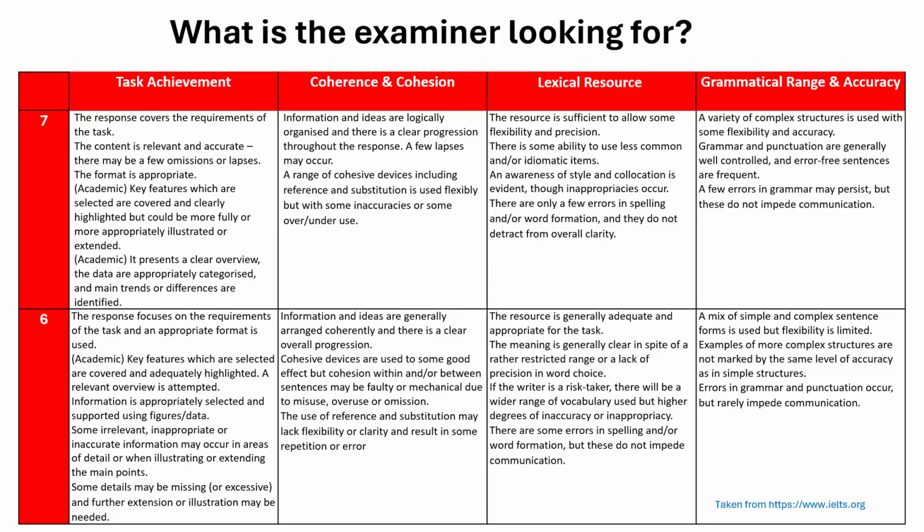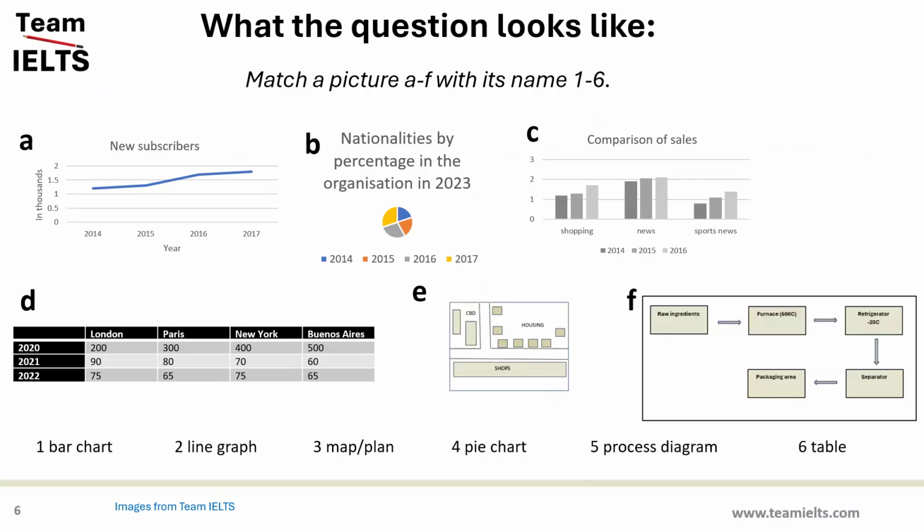So let's go to you and what you'll be dealing with. So what the question looks like. There is, again, a little quiz. Pause the lesson and match each picture A to F with its name 1 to 6. So these are the 6 types of data that you may have to cope with in your test. Once you've done that, restart the lesson to get the answers.